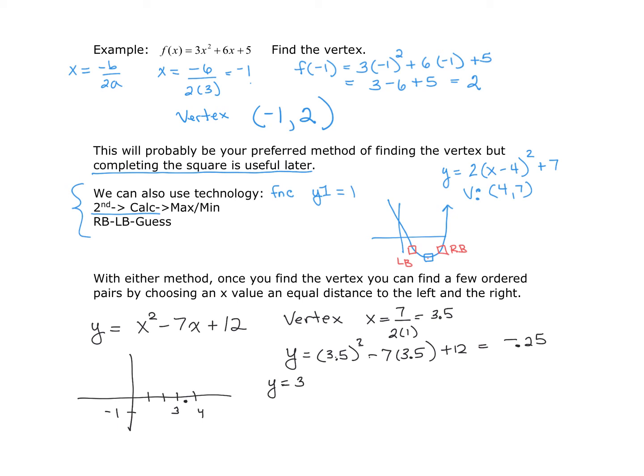I'll get 3 squared minus 7 times 3 plus 12, and I get 0. And similarly with my 4, I also get 0. So in this particular case, that helps me kind of know how wide my parabola is going to be.